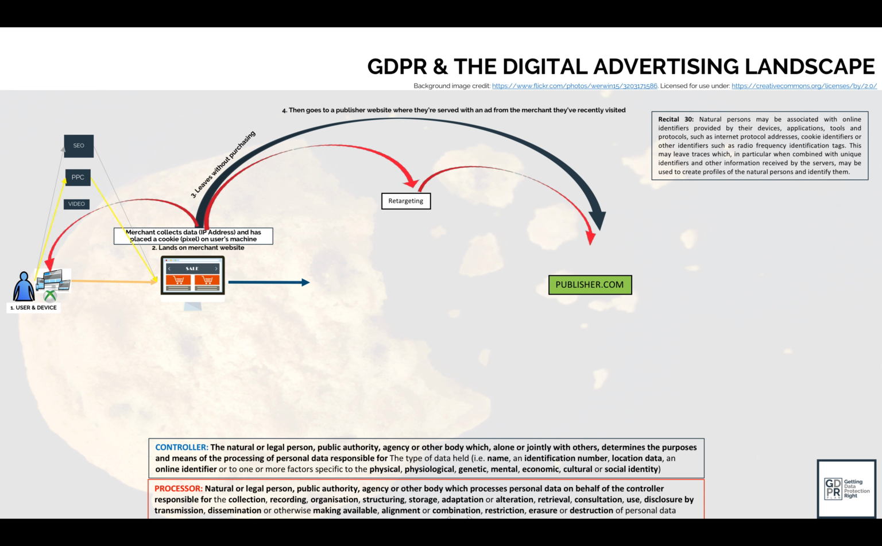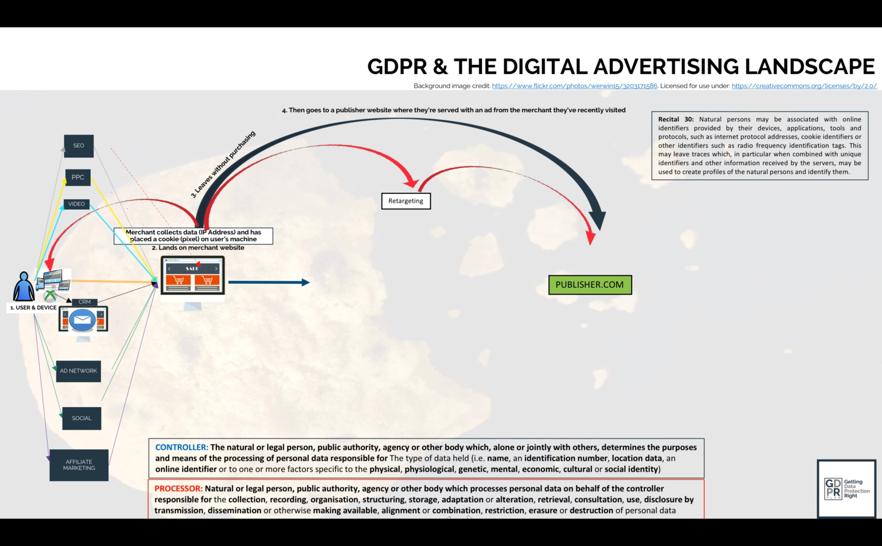Now say that user landed on that merchant's website via a natural listing, paid search ad, an ad from a video that they watched, maybe even the merchant's own CRM, email newsletter sign-up system, maybe via a publisher on an advertising network, maybe via an advert that they saw on their social media feed, or even maybe via an affiliate marketing link.